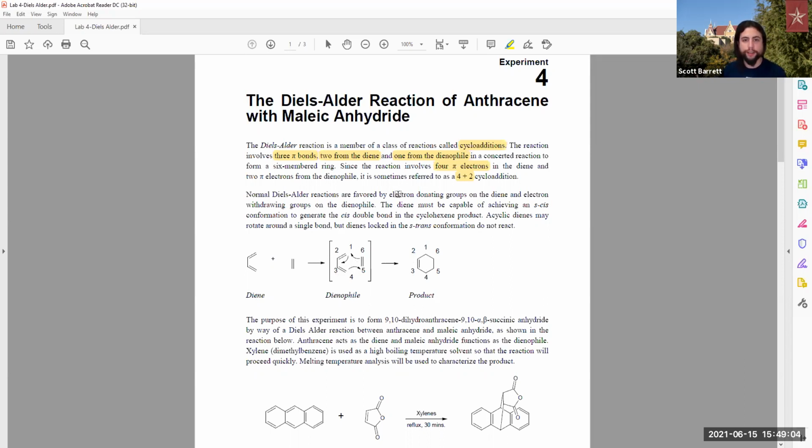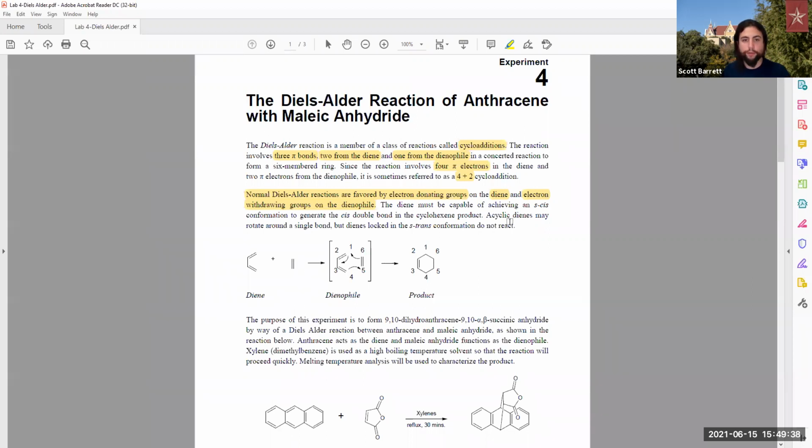And then some other things to note: normal Diels Alder reactions are favored by electron donating groups on the diene, and electron withdrawing groups on the dienophile. And in this case, that's not really a primary example. This is just the most simple explanation of a 4-2 cycloaddition here. So when they speak of it, the diene must be capable of achieving an S-cis conformation to generate the cis double bond in the cyclohexane product. And they're talking about here for the 2-3 cis diene.